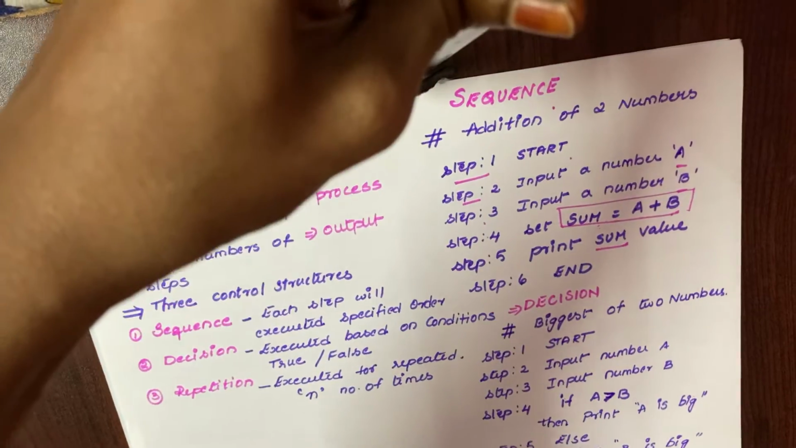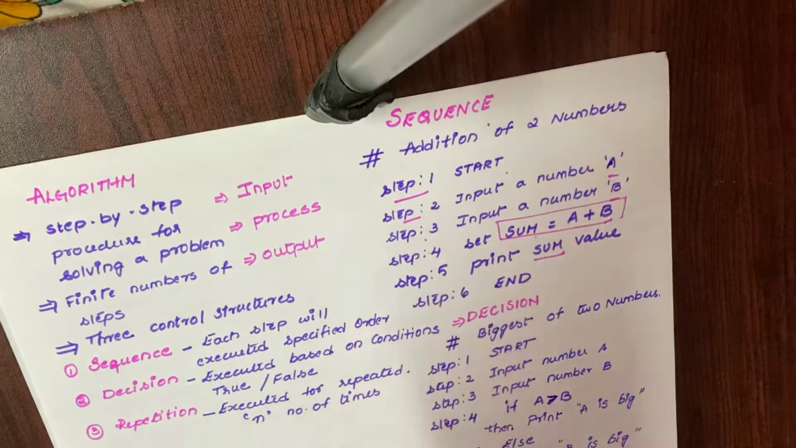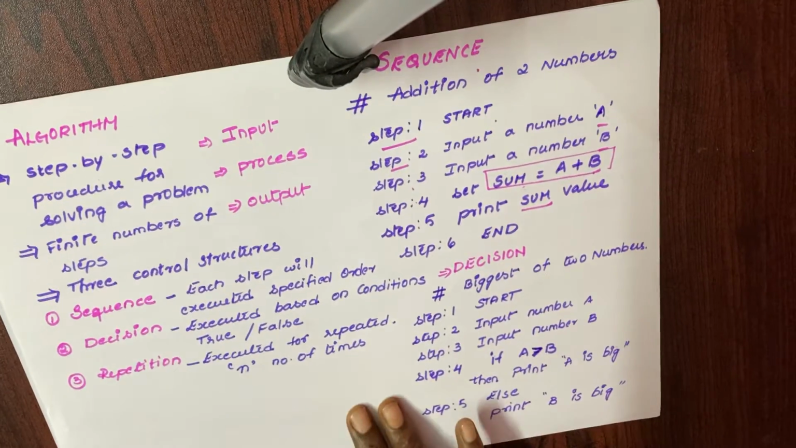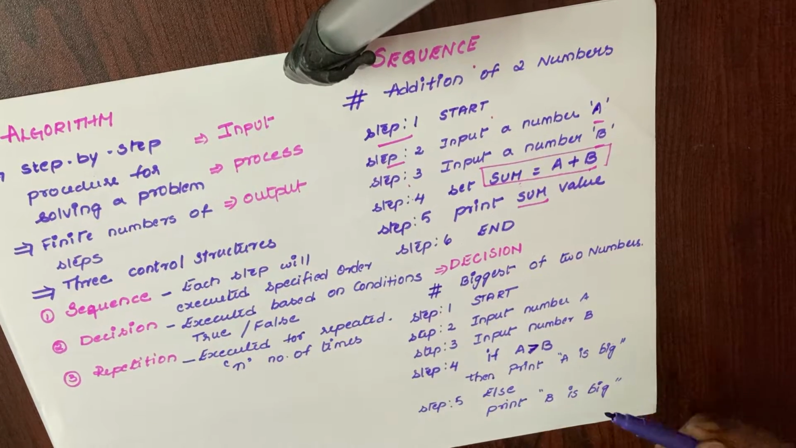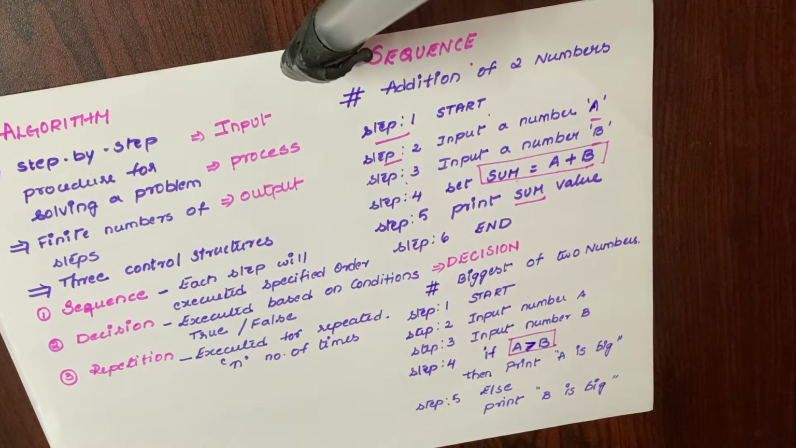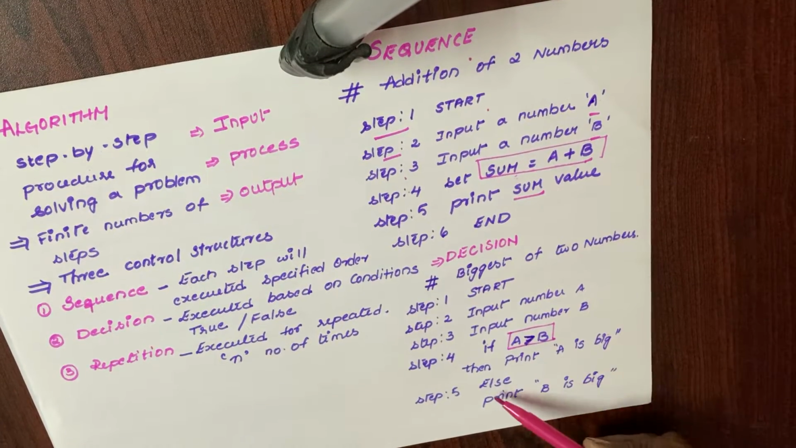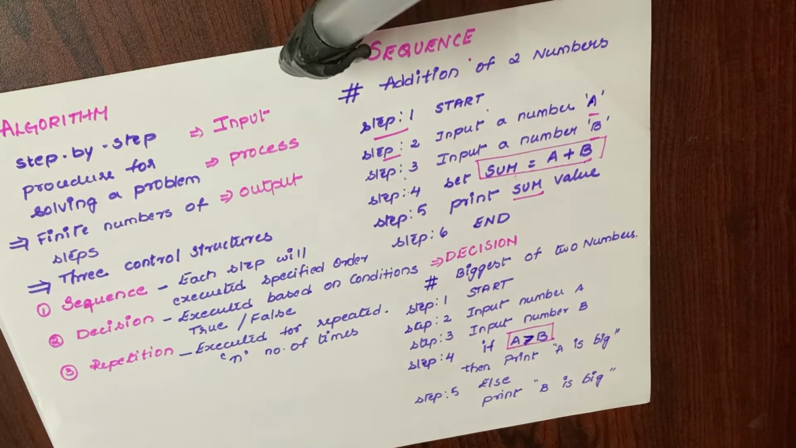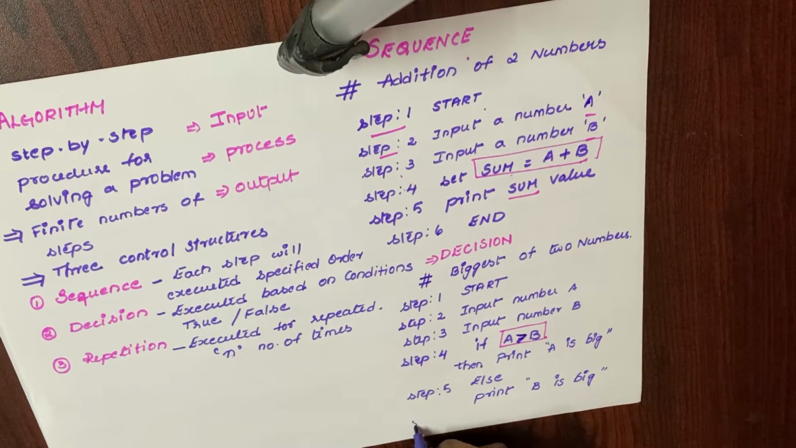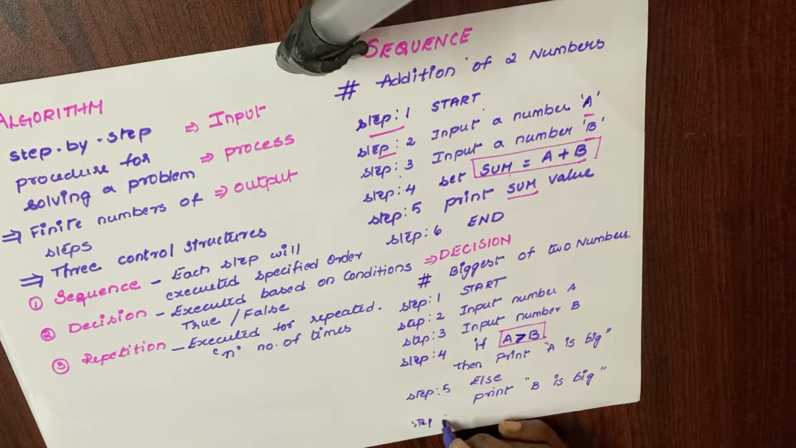So based on the condition, I am going to mention whether the statement is true or false. So what is my condition here? If A is greater than B, if A is the biggest number, then print A is big. If it is not the biggest number, then print B is big. The final step is we are going to end this algorithm.